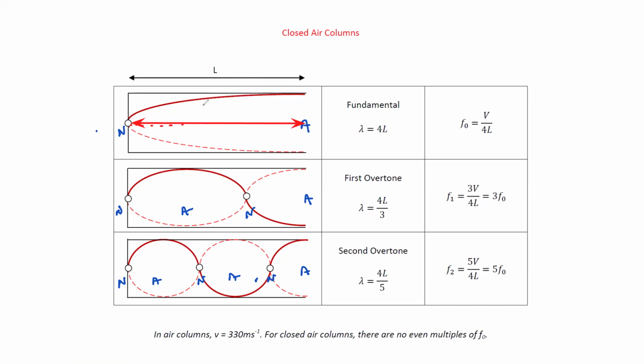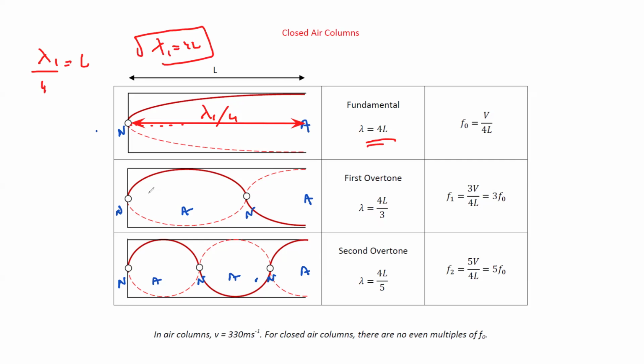So if this was lambda 1, for one loop, we are saying lambda 1. So this will be lambda 1 by 4. So for one loop, lambda 1 by 4 is equal to L, or the wavelength is equal to 4 times L, or 4L. As you can see here, that is the fundamental.